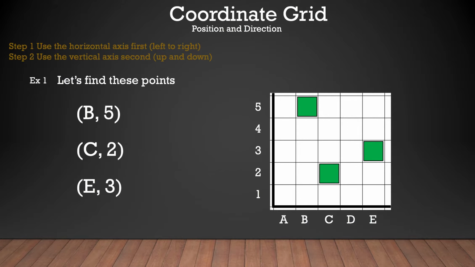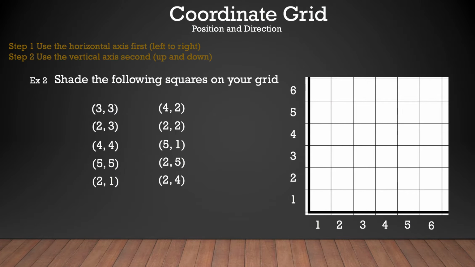Now let's show you where the other ones were, just in case you want to take a look at them again. And finally, let's move on to this next example. We're going to shade the following squares on the grid. In this particular example, if you look at the bottom, we don't have letters, we have numbers.